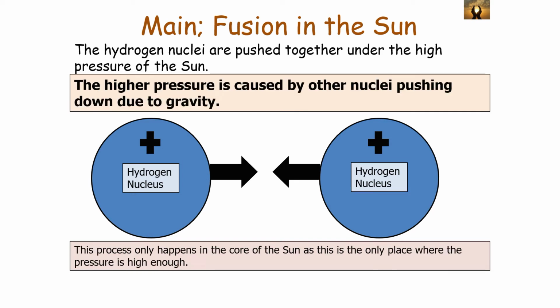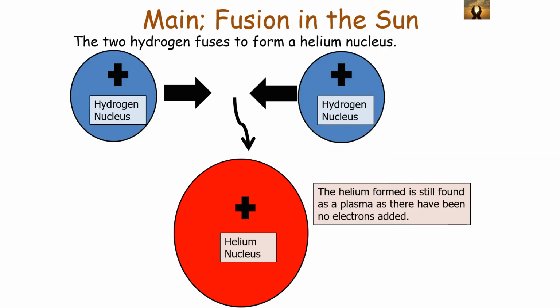Now what happens is the hydrogen nuclei are pushed together under the high pressure of the core of the Sun. Now the higher pressure is caused by the other nuclei pushing down on them due to gravity. Now again, this process only happens in the core of the Sun, as it's the only place where the pressure is high enough. So the two hydrogen nuclei fuse together and form a helium nucleus. Now the helium is formed as it's still in a plasma state, as there's no electrons being added.